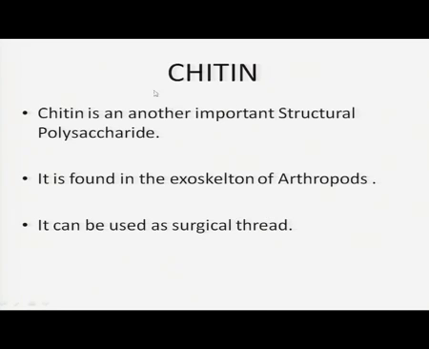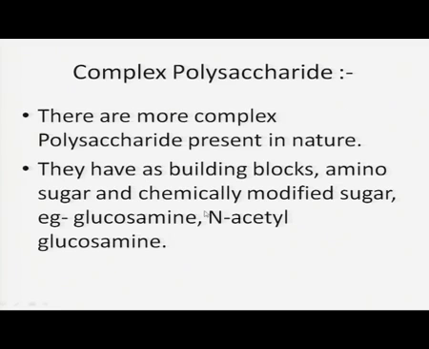Another type of polysaccharide is chitin, which is the exoskeleton of arthropods. It is also used as surgical thread by doctors. Besides this, there are also complex polysaccharides present in nature. They are the building blocks of amino sugars and chemically modified sugars, that is glucosamine and N-acetyl glucosamine.